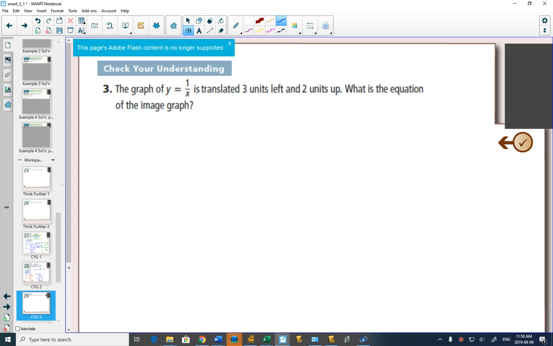So in this case, what is the equation? All you would be asked to do and need to do in this question is write the equation. 3 units to the left would be an x plus 3, and that would show up where the x was, to be inside the function. And 2 units up would happen as a plus 2 afterwards.